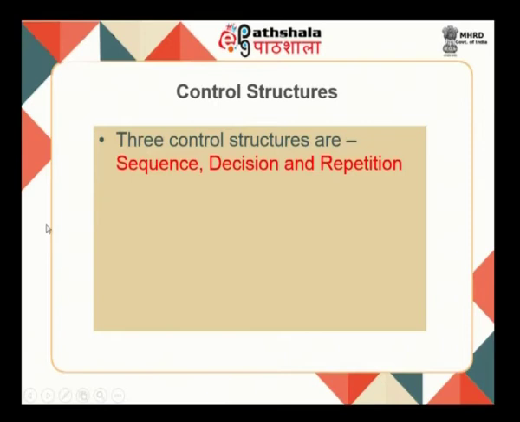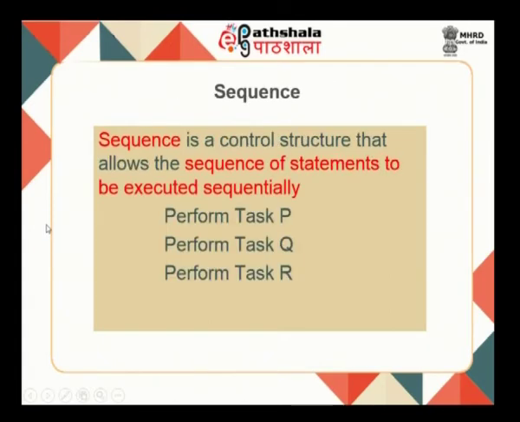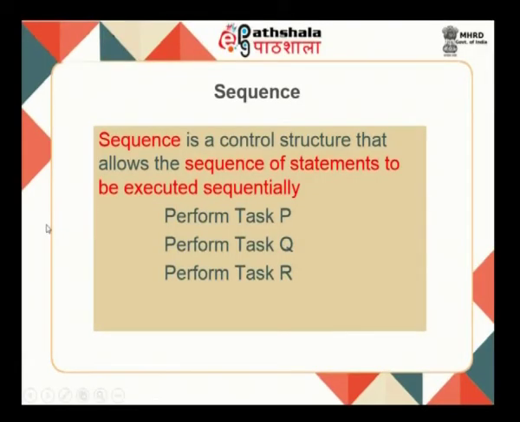What are control structures? Control structures are the heart of any program or algorithm, and there are three structures we have. One is called sequence, next is called decision, and third is called repetition. What is a sequence? Sequence is a control structure that allows a sequence of elements to be executed sequentially. For example, the given code here, perform task P, task Q, task R, represents the sequential control structure. So, in any algorithm we will have sequence structures where we need to execute some set of statements.